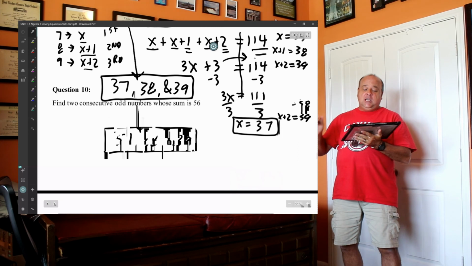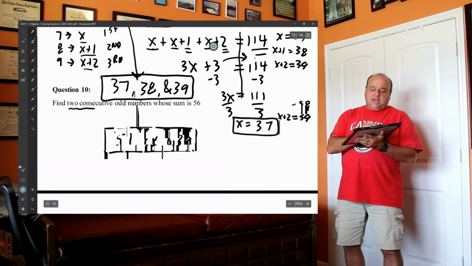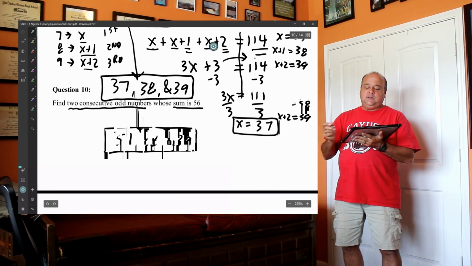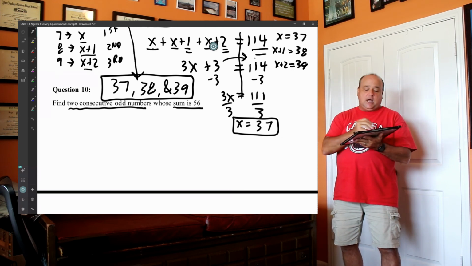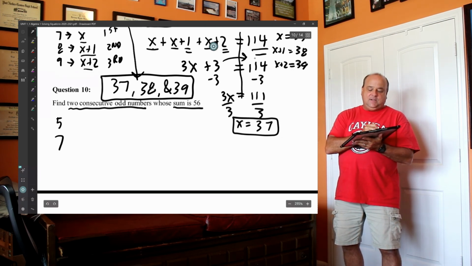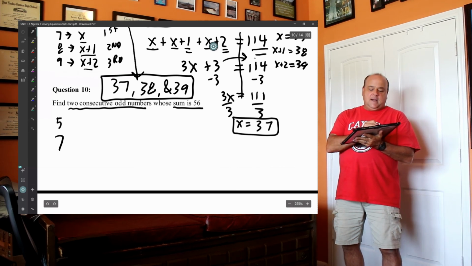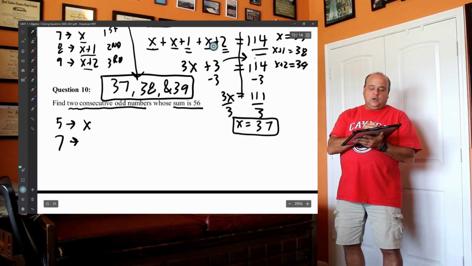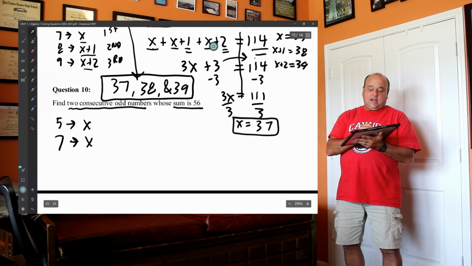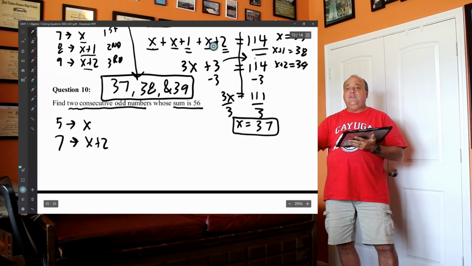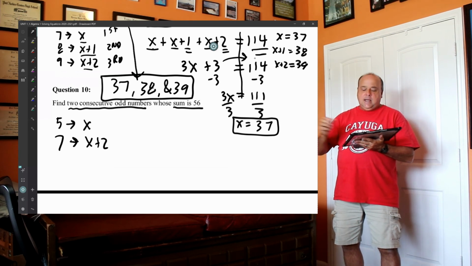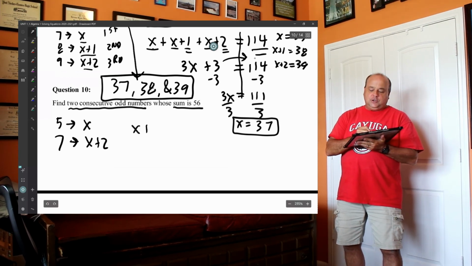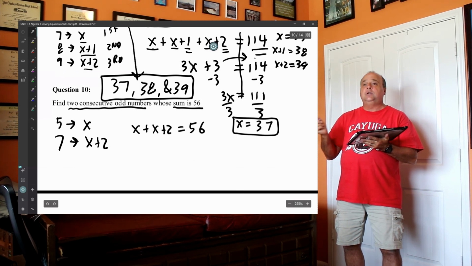Question 10. Find two consecutive odd numbers whose sum is 56. So we want odd numbers, don't we? Let's just write down any two odd numbers. I'm going to write down 5 and 7. If my 5 is x, what do I do to the 7 to get it? I'm going to add 2, aren't I? So if you have even or odd integers, you'll do plus 2, plus 4, plus 6. Now I want these two integers, x and x plus 2, to have a sum of 56, don't I?